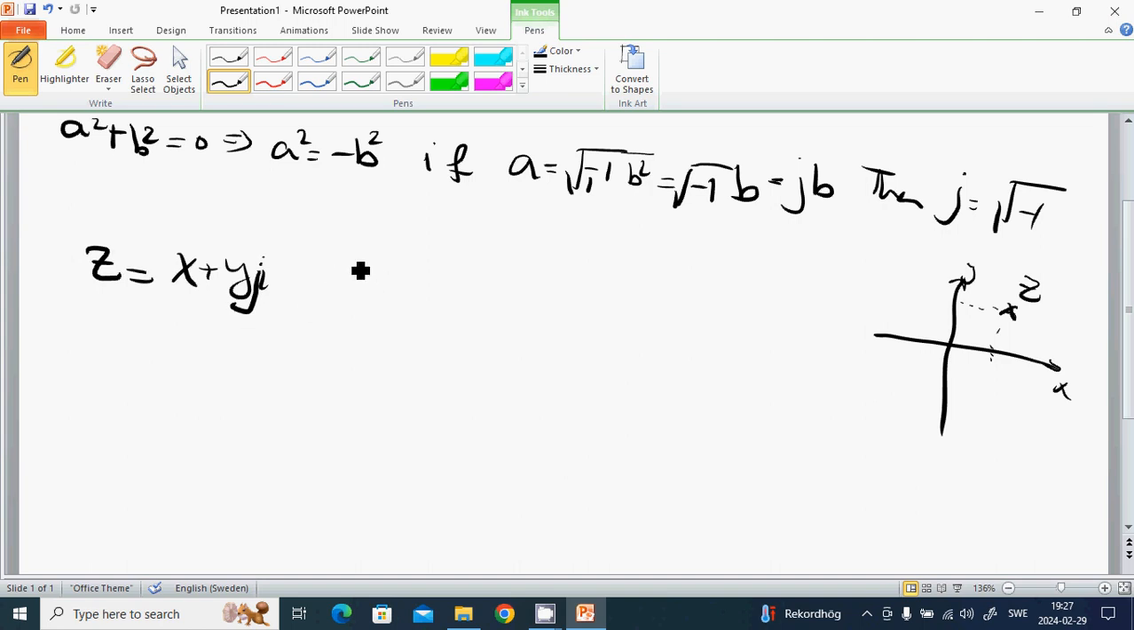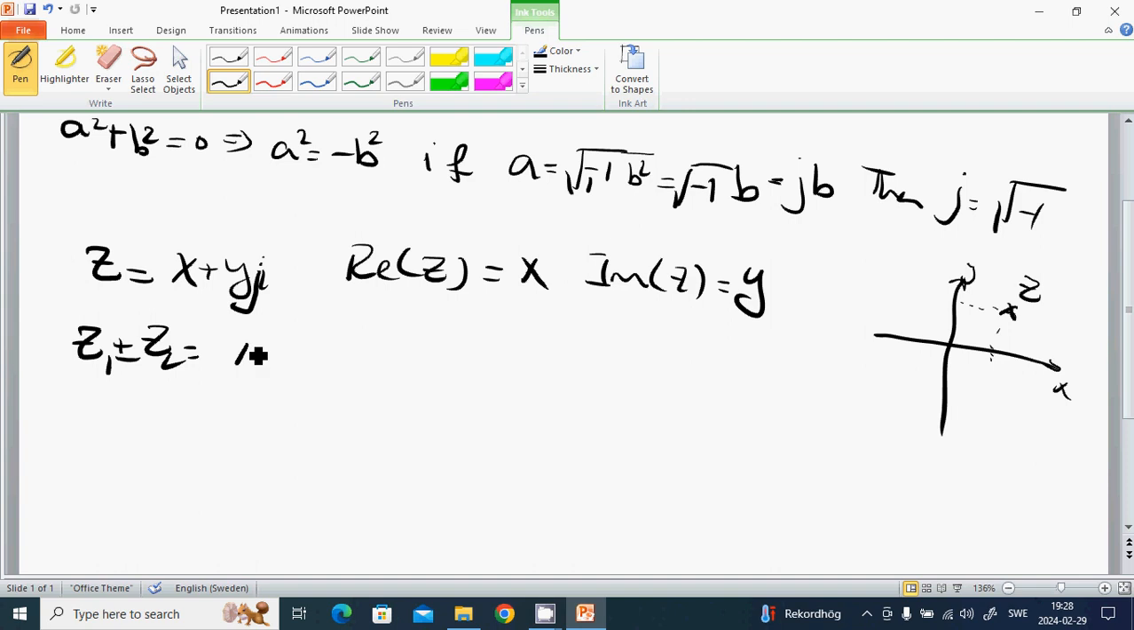And the real part of z is x, and the imaginary part of z is y. It is the definition. Then we are going to have arithmetic, and it is z1 ± z2 = (x1 ± x2) + j multiplied by (y1 ± y2).